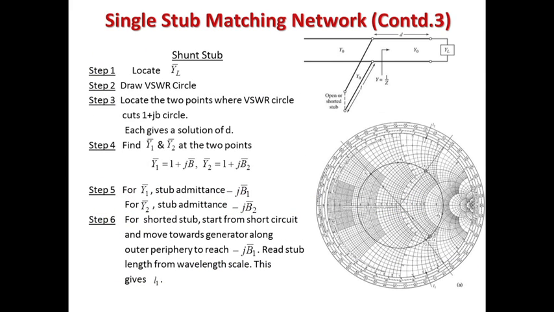Here you can see the whole thing. The first step is to locate the yL bar point, draw the VSWR circle, and locate the 2 points where the VSWR circle cuts the 1 plus jB circle. Each gives a solution of D, take any one. Obviously, later we will see that you can find out from the frequency response. Then find these values y1. So, you know there are jB1 and jB2. So, the stub susceptance will be either minus jB1 or minus jB2. For a shorted stub, start from short circuit and move towards the generator along the outer periphery to reach minus jB1, etcetera. So, please go through, you will understand whatever we have discussed in the Smith chart.